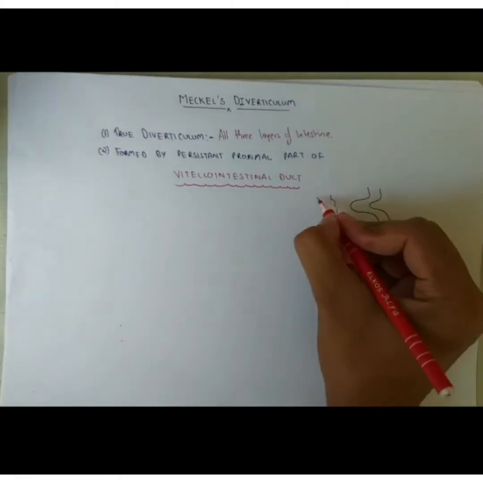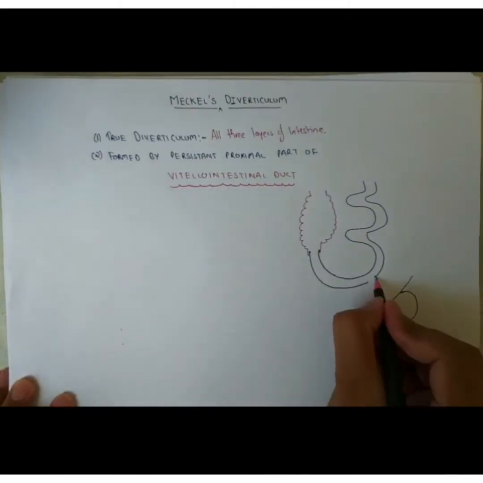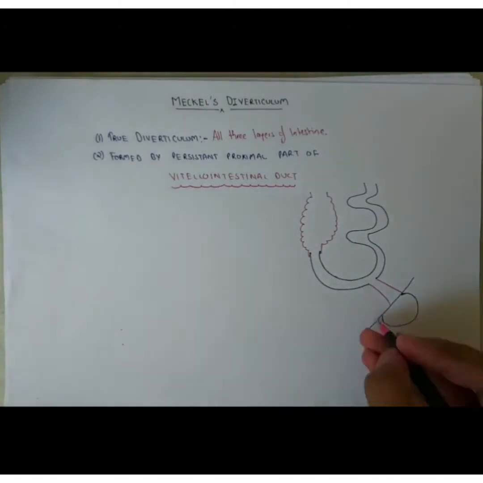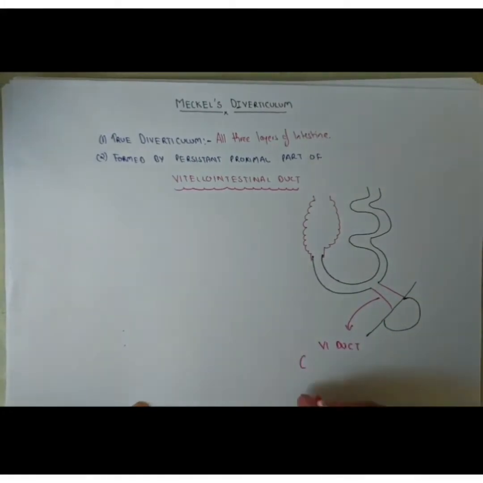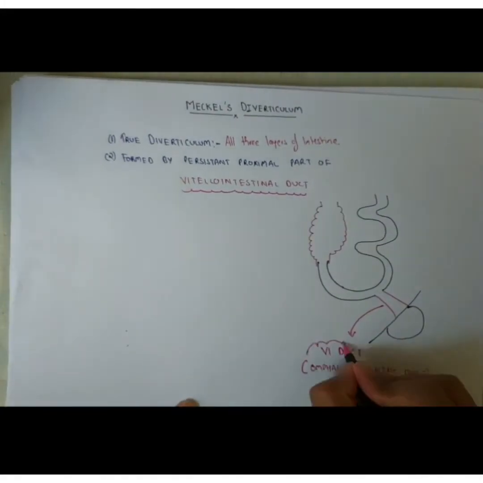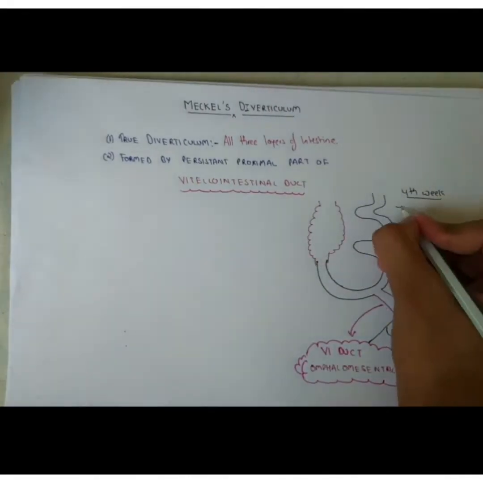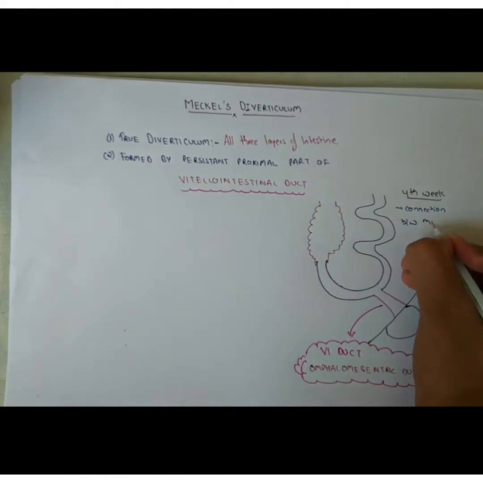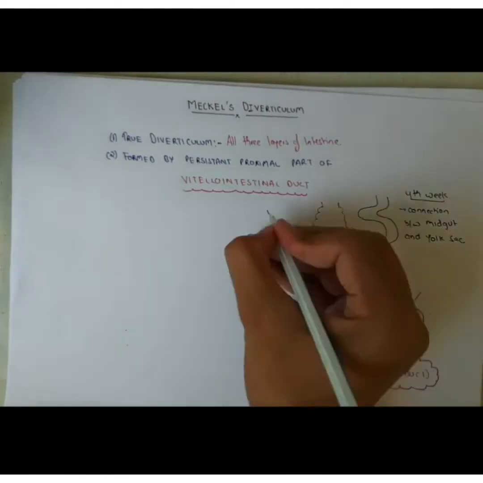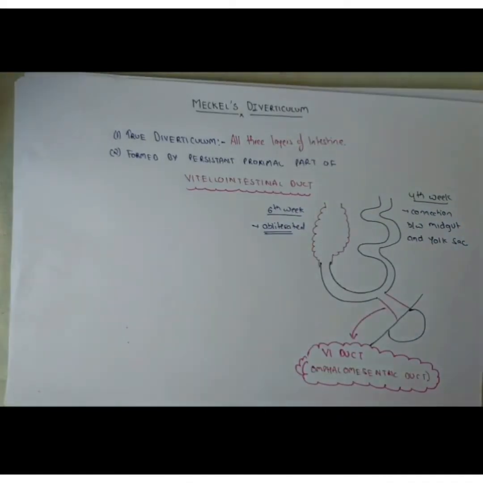Suppose this is the fetal midgut. This is the anterior abdominal wall, this is the yolk sac, and this is the VI duct. This VI duct is also known as the omphalomesenteric duct. During the natural course of gestation, in the fourth week it connects the midgut to the yolk sac, and in the sixth week this connection is obliterated.